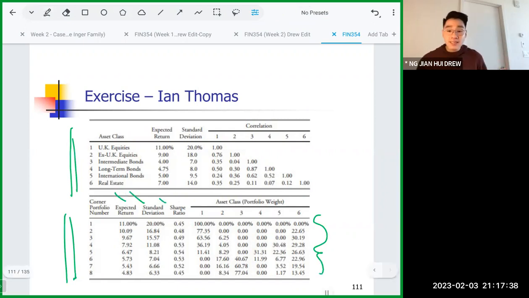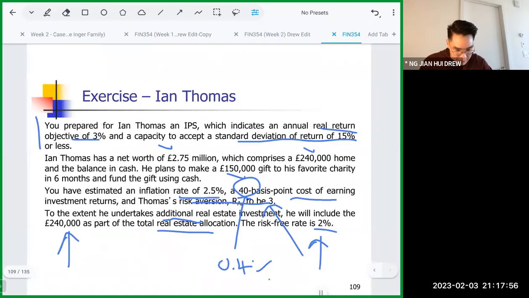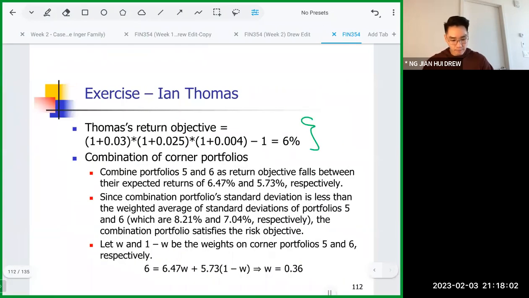So remember, the first step is always to determine the return requirement. So let's determine the return requirement. The return requirement or return objective, you remember, includes your inflation, what you have to receive, the earning, and then the 3%, your real return objective. So we include this to find his return requirement, and so you see 6%.